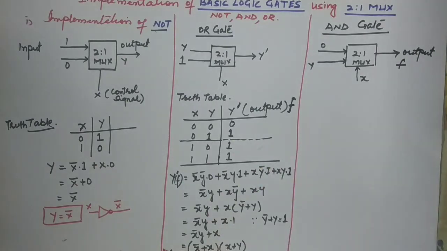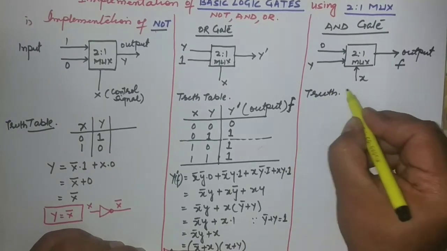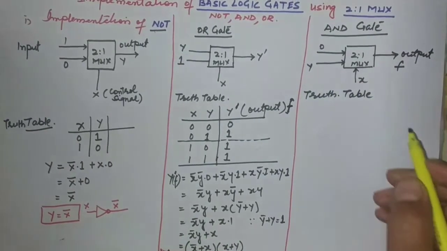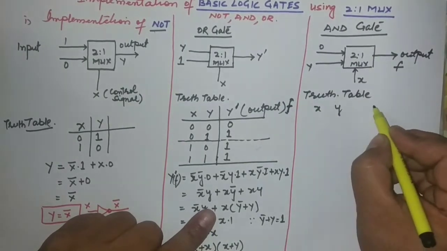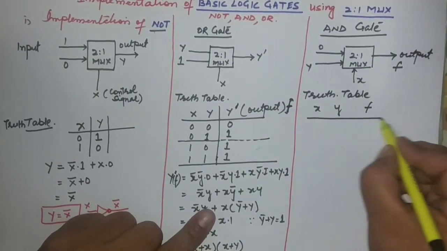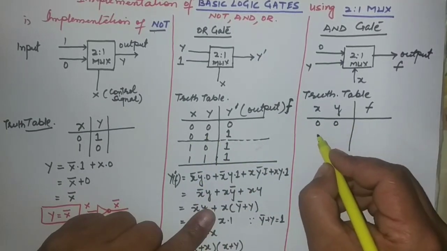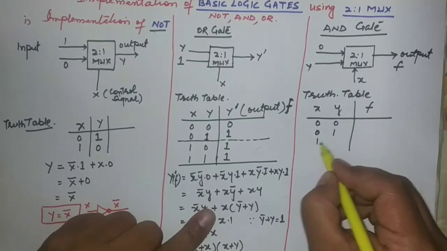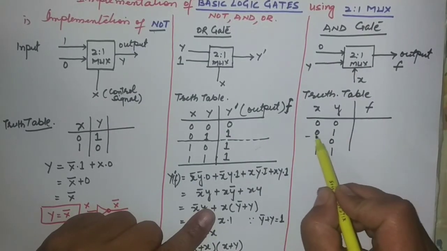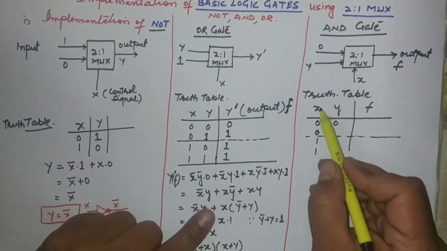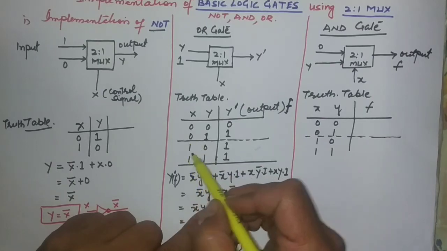So now the truth table according to this diagram comes out to be x and y, and this is the output f. Again like this the combinations can be 0 0, 0 1, 1 0 and 1 1. Again we are dividing it into two parts, when x is equal to 0 and when x is equal to 1.